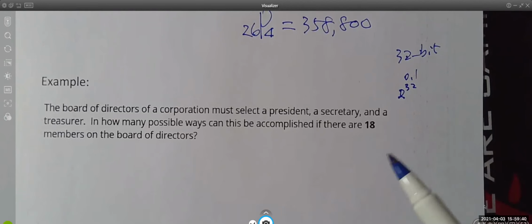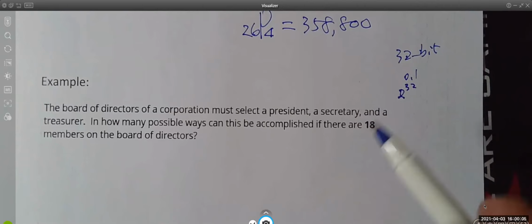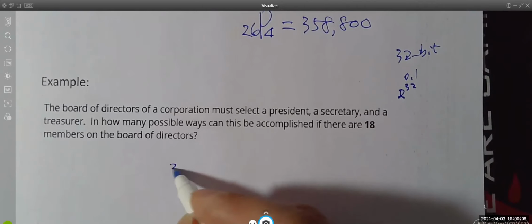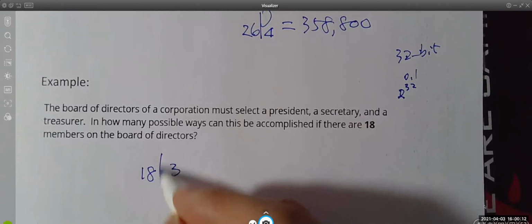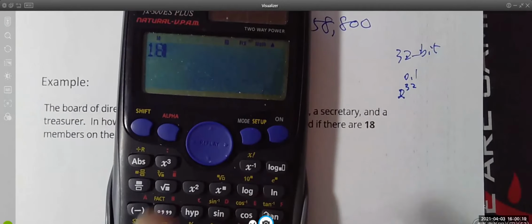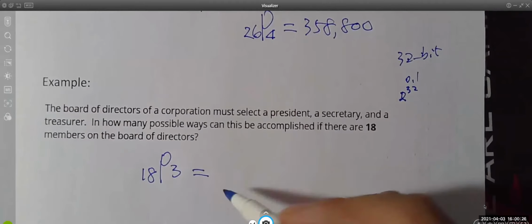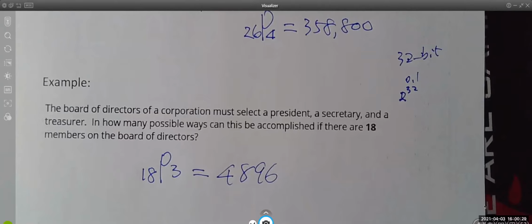Does order matter or not? We mentioned one of the similar examples before. Whenever the selected people play different roles, assume different positions, order matters. We already mentioned that Biden being president versus Harris being president, even though they are the same 2 people, order makes a huge difference because they assume different roles, right? So we select 3 out of 18 and order matters. So very simple. 4896. That's how many different ways to select these 3, to fill these 3 positions.